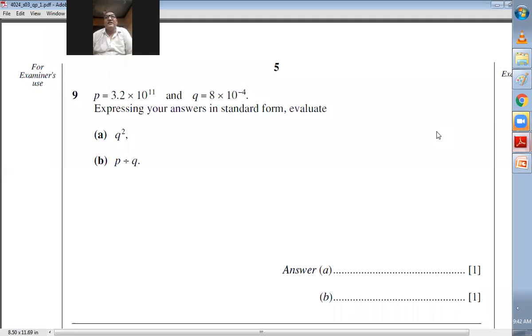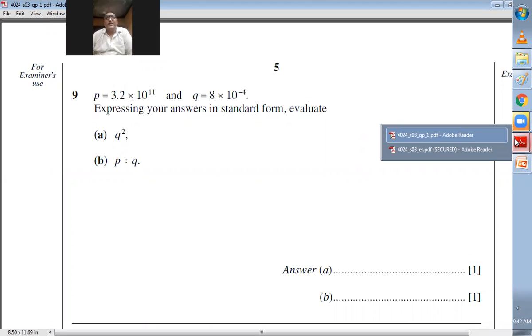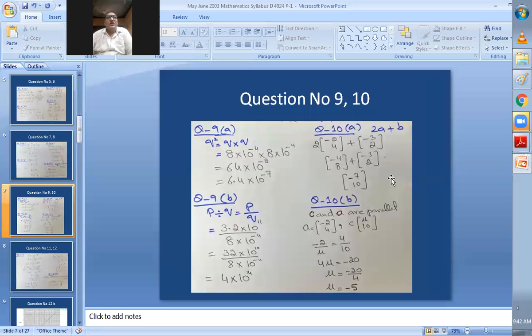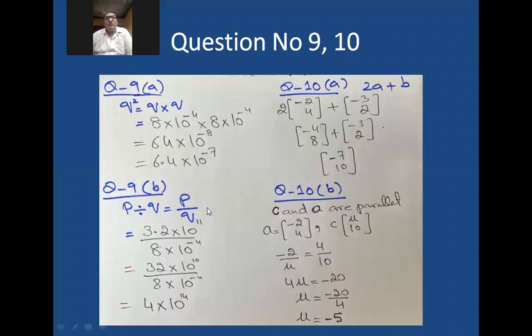The next part is find P divided by Q. So P divided by Q means P by Q: 3.2 × 10 to the power 11 divided by 8 × 10 to the power minus 4. So I take 1 power of 10 from here and give it to this, so it will become 32, and 10 to the power 12 is left, over 8 multiplied by 10 to the power minus 4.